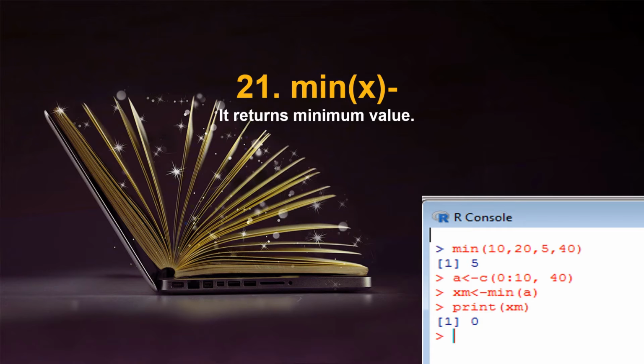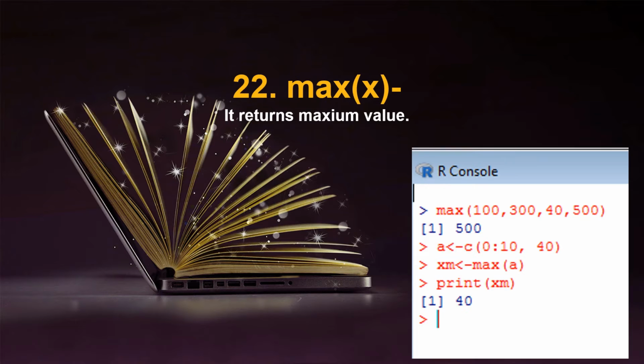Next is the min function. The job of the min function is to return the minimum value in a particular list. I'm writing here min of 10, 25, 40, 5. Here the lowest value is 5. So the output is 5. Here c of range 0 to 10 and 40. Here the minimum will be 0. So the output is 0.